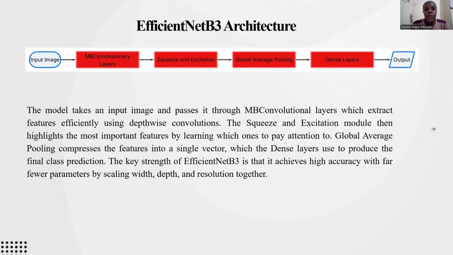Then next we have a squeeze and excitation technique. This technique amplifies the most relevant features while suppressing the features that are less relevant. So in our diagnosis, we look at those most relevant features because the less relevant features may misguide the diagnosis. Then we have global average pooling, which compresses everything into a single vector, followed by producing the final class prediction.